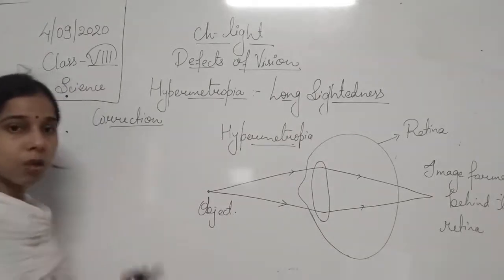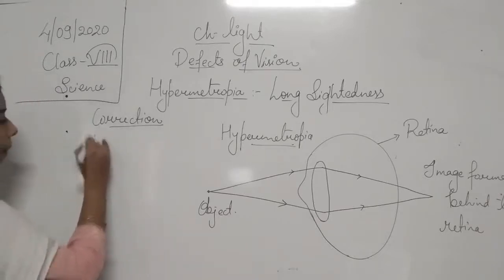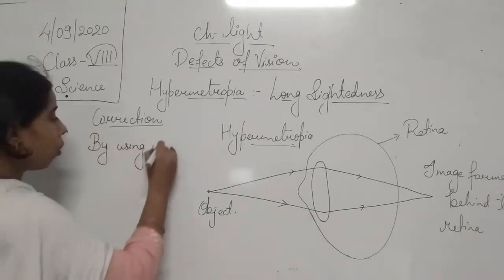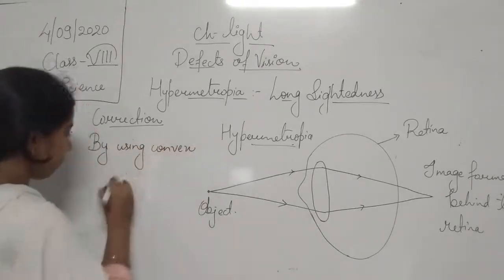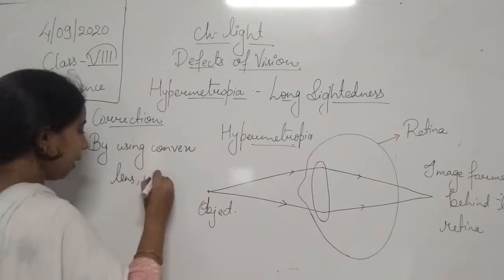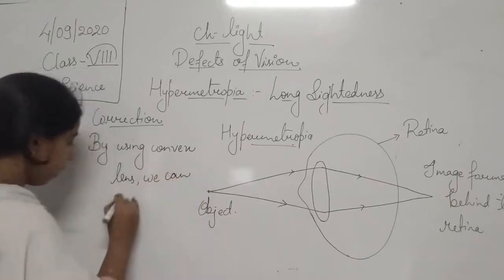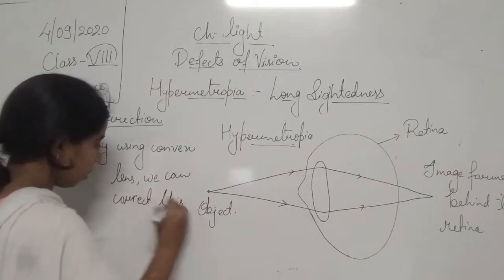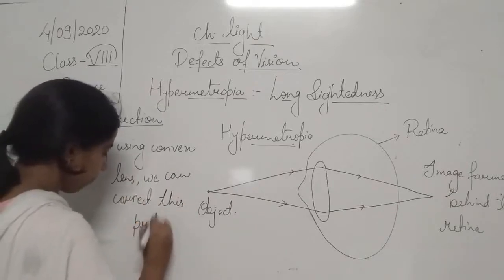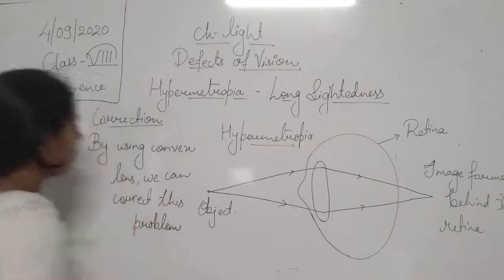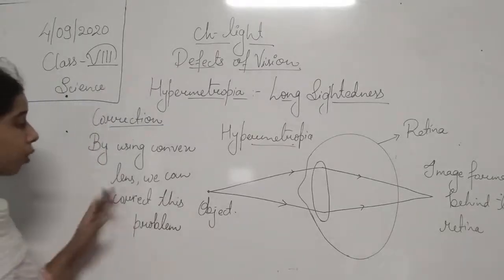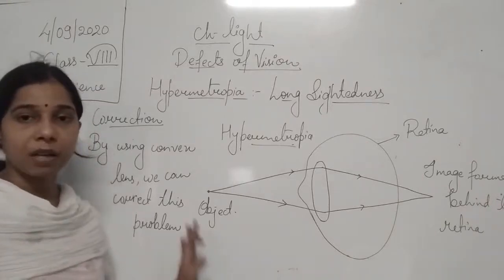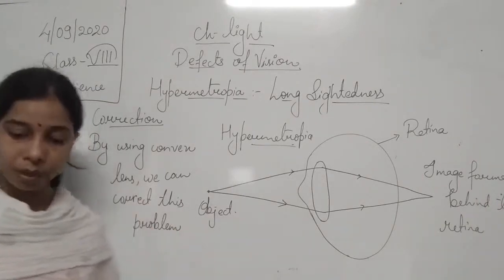So we can write it that by using convex lens we can correct this problem. Okay, so by using the convex lens, student, we can correct this problem of hypermetropia. How can you do that, student?